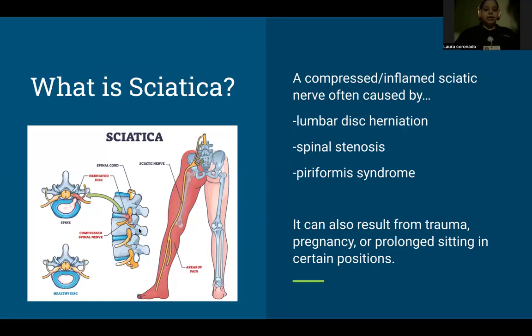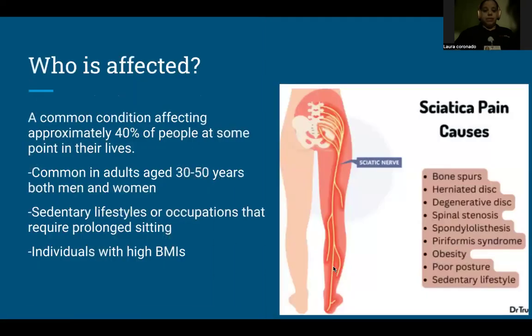So you can see here in this picture, the sciatic nerve goes all the way from the lumbar spine all the way down the posterior chain of the lower extremity, all the way down to the toes. So whenever we have something like spinal stenosis or disc herniation, that nerve gets compressed by the vertebrae and it causes pain, all the way down the posterior section of the lower extremity.